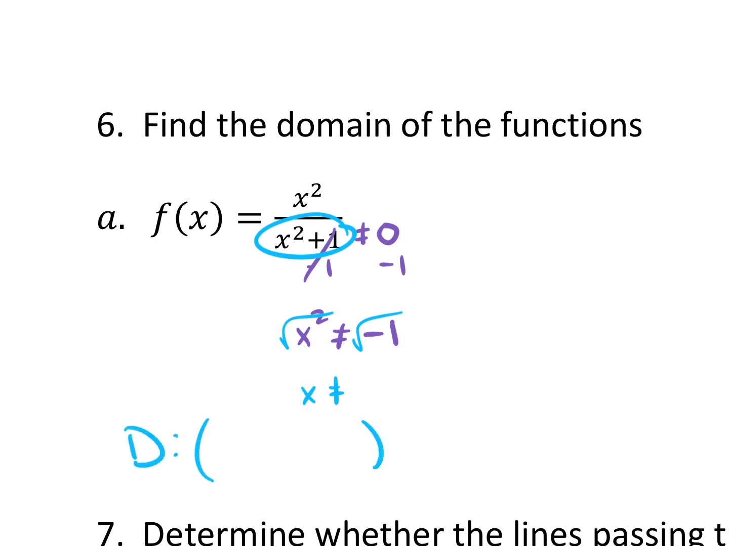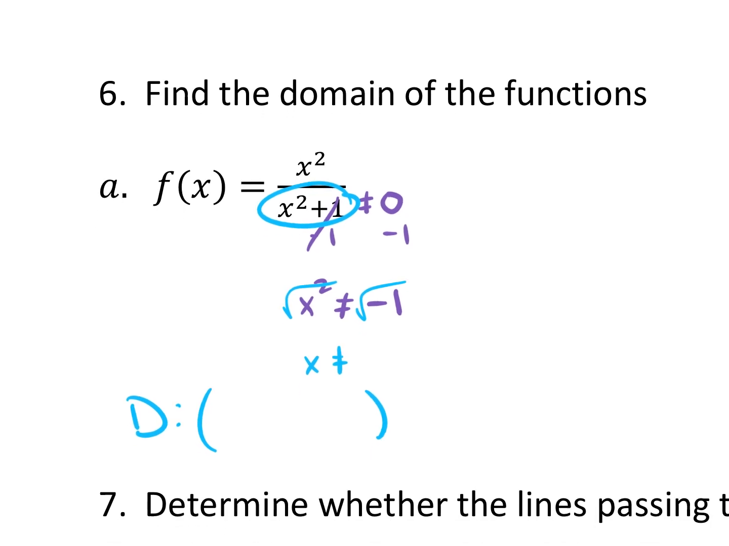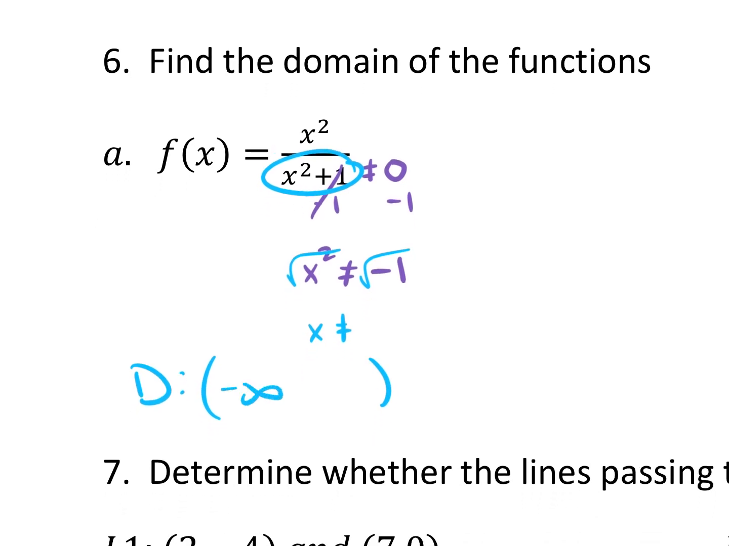Will x squared plus 1 ever be 0? No. So do I have any restrictions on my domain? So my answer is negative infinity to infinity. Because this is imaginary, if it was an actual number, then that would be included in our restriction.